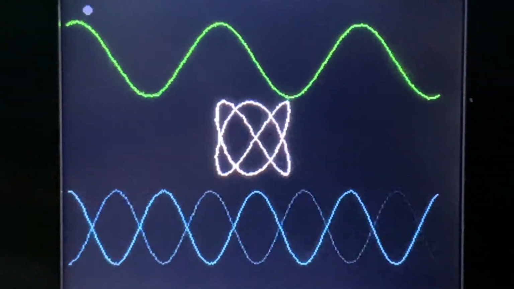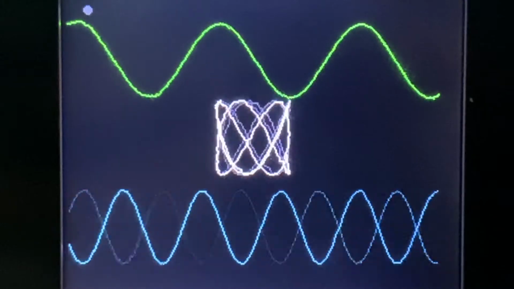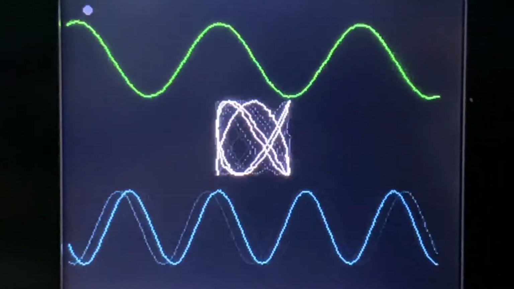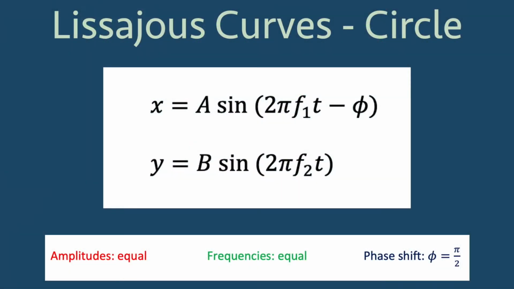We will observe these curves on an oscilloscope and hear them by listening to sine waves. The amplitudes for the sine waves are set by volume control, and the frequencies will be measured in hertz, which stands for cycles per second. First, the circle. We need the phase shift to be phi equal to pi over 2, which makes the sine wave a cosine wave, and we need the amplitudes and frequencies to be the same.